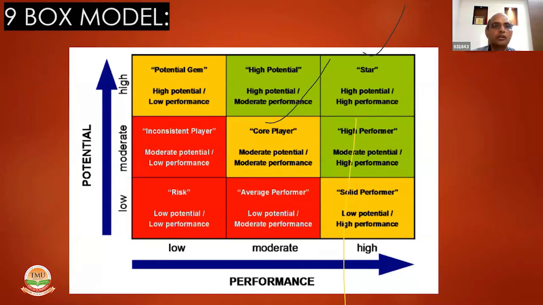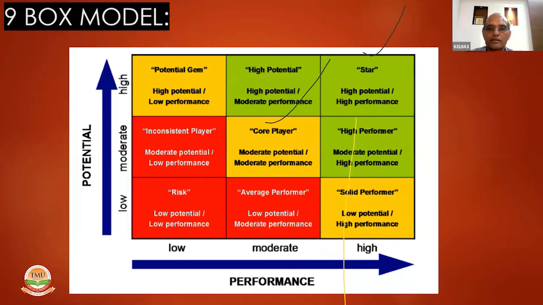This is how the nine box model appears. You have potential categorized into three, and so is performance categorized into three. All the green boxes are high performance, star, and high potential. So we can look towards assigning them much more challenging jobs and higher responsibility. For example, the high performer who has moderate potential can be improved by training.